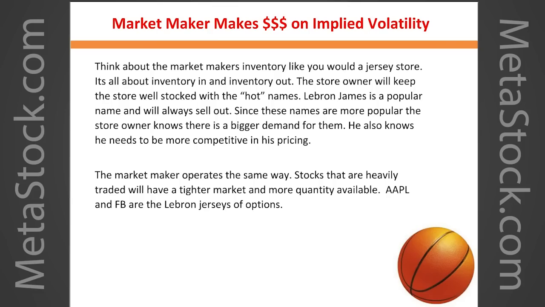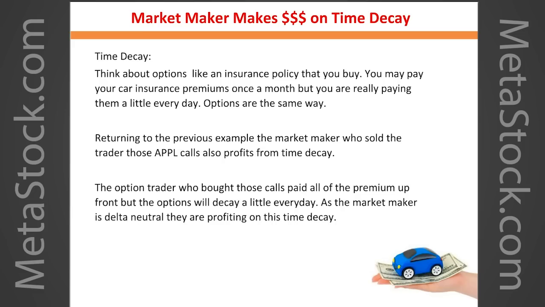Once we look at the third way the market maker makes money, we can talk about how we can put on a trading plan and start to take money from the market maker. So the third way the market maker can make money is on time decay. The first way was on a currency exchange, buying the bid, selling the offer. The second way was through implied volatility. The third way is on time decay.